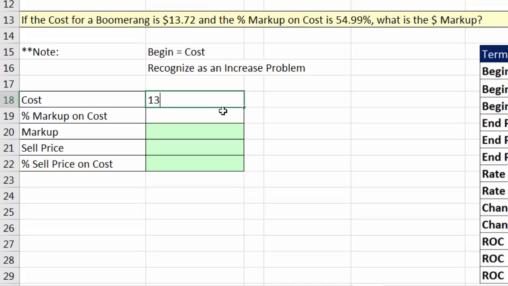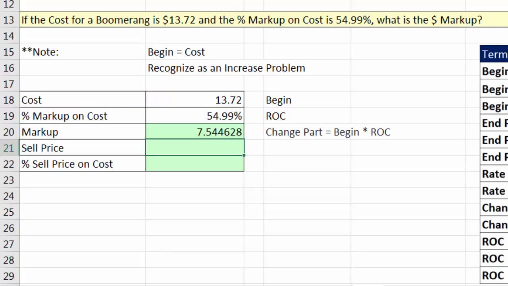The cost, 13.72 and enter. Percentage markup on cost, 54.99. It's pre-formatted, so that percent symbol comes up. And enter. Well, guess what? This is a cost problem. Here's our percentage markup on cost. That's how many pennies markup should be for every $1 of cost. So we can go ahead and calculate the markup dollar amount, percentage markup on cost times, and there is the cost. So it looks like $7.54.